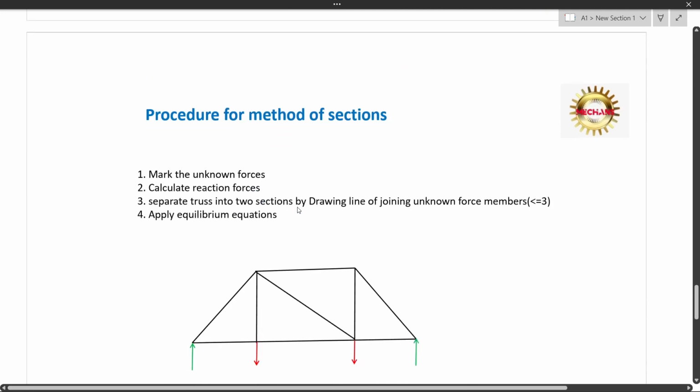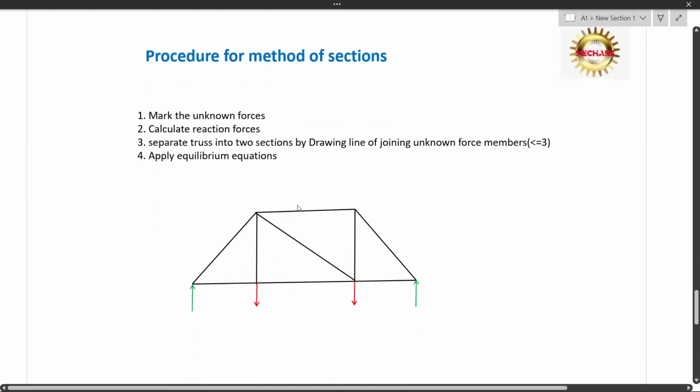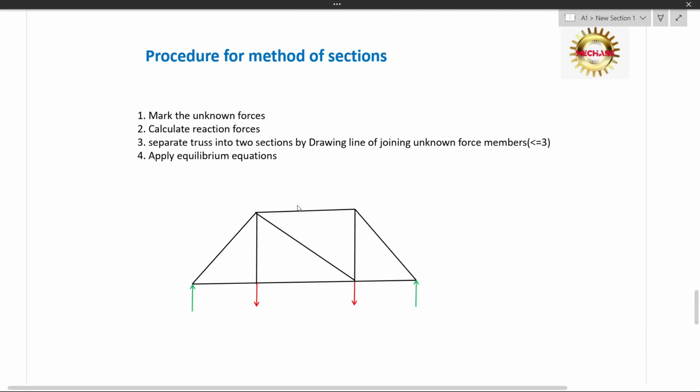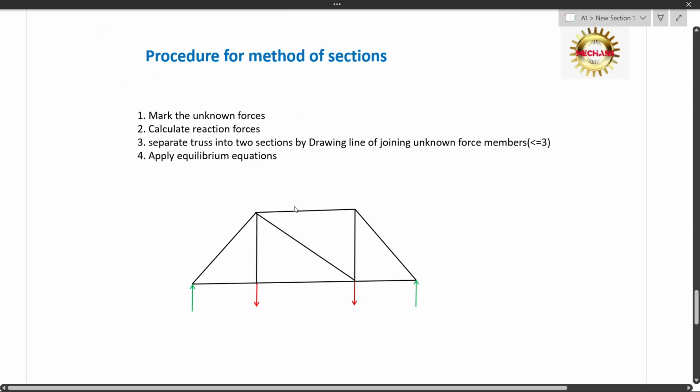So in the next video, I'll explain the procedure and I'll solve one more problem to understand the method of sections.